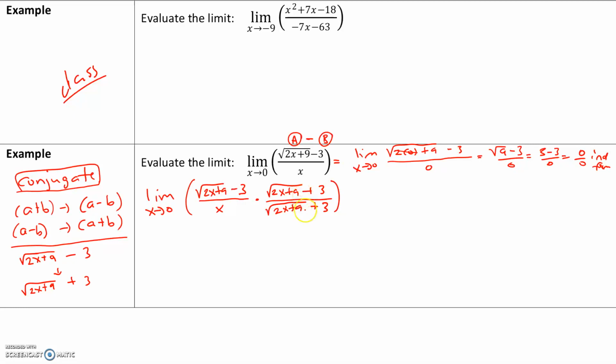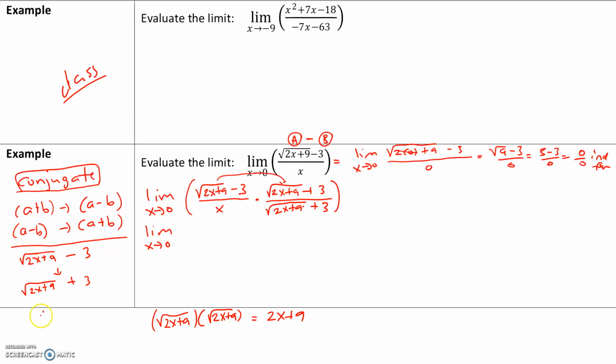Because now we're multiplying by a factor of 1. So anytime you introduce a new term, you have to balance it, and the way we balance it is you multiply the denominator by the exact same thing. Okay, so now let's do some distribution. Here I'm multiplying radical 2x plus 9 times radical 2x plus 9. If I multiply those, my result is just going to be 2x plus 9. The radical goes away.